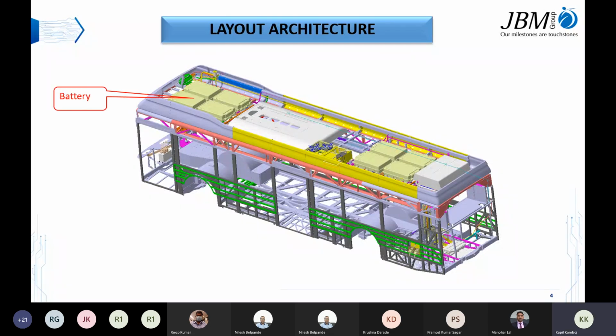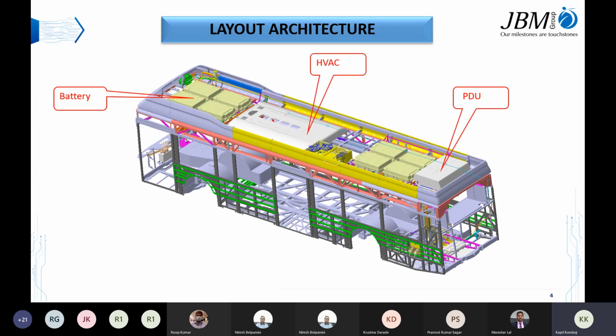Starting with the battery: all batteries in our 12-meter project are placed on the roof. The rear side consists of the power distribution unit, where all battery power supply is distributed to the different auxiliaries and motor. In a further PPT, we will explain the PDU in detail as well.